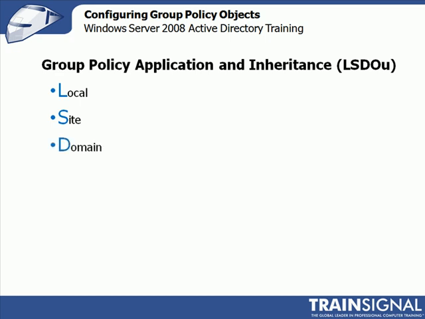The D stands for domain. We've already seen that, where we can link a group policy object to a domain and then affect all the users and/or computers within that domain. And then of course OU stands for organizational unit. And as we saw, we can link group policy objects to an organizational unit.